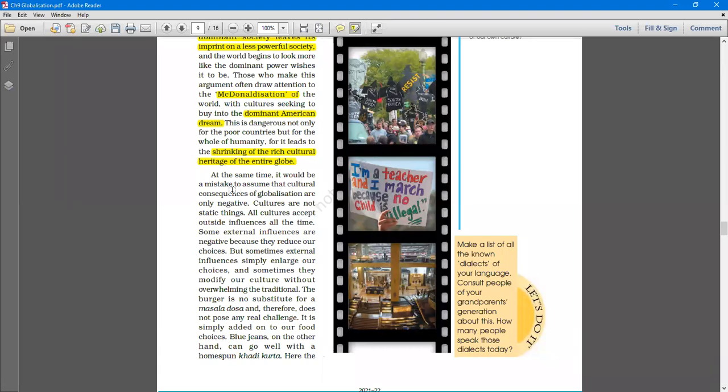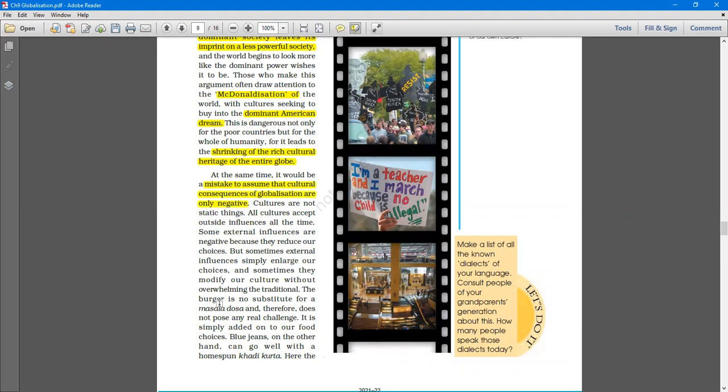At the same time, it would be a mistake, however, to assume that the cultural consequences of globalization are only negative. Cultures are not static things. All cultures accept outside influences all the time. Some external influences are negative because they reduce our choices, but sometimes external influences simply enlarge our choices. And sometimes they modify our culture without overwhelming the traditional.